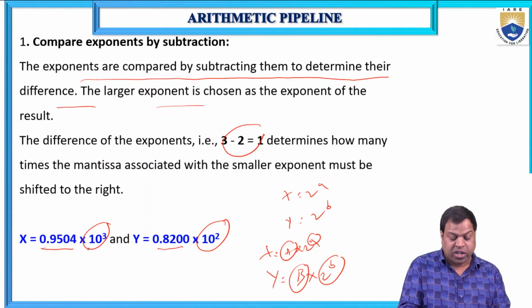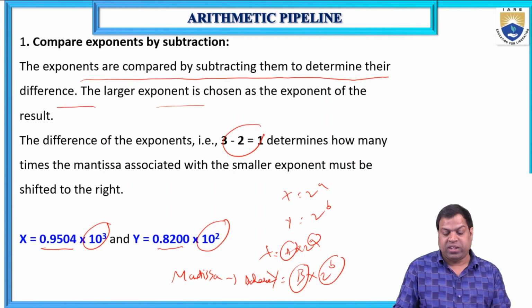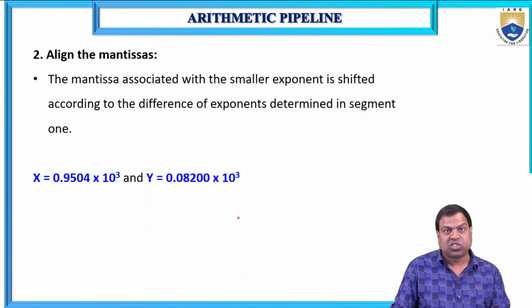Here I'm taking 0.95, and here also 0.9. So the mantissa is balanced, and the exponents have to be balanced because it is 10 cube and it is 10 square. So the comparison is completed.